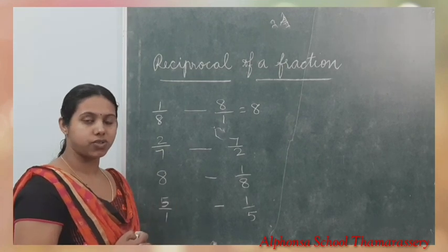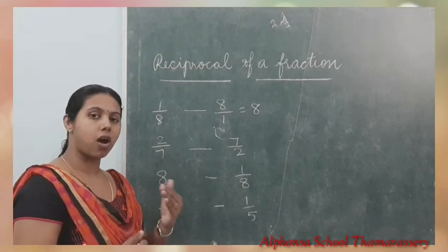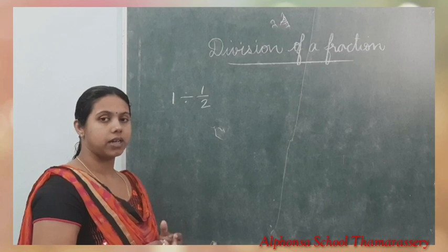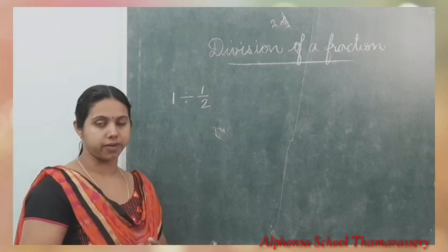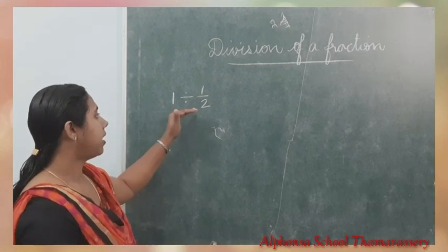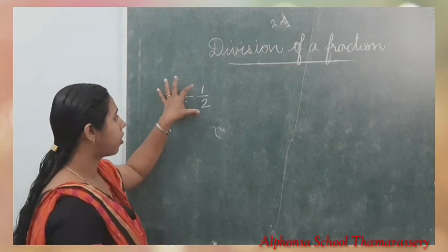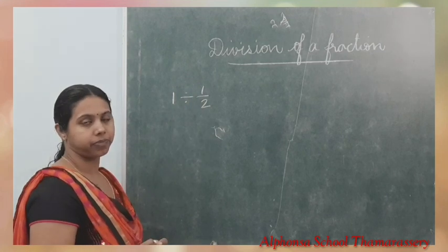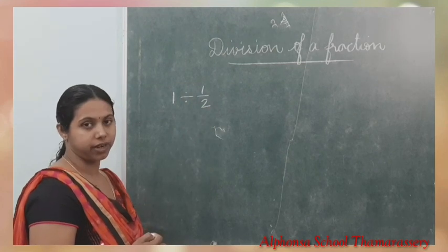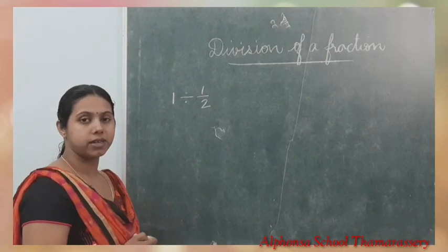Now, we can discuss about the division of a fraction. Division of a whole number by fraction, a fraction by another fraction, that all we can discuss now. The division of a whole number by a fraction. For example, 1 divided by 1 by 2. To divide this 1 by 1 by 2, first you have to write the reciprocal of right hand fraction. You have to take the reciprocal of right hand fraction. Then change the division to multiplication, the inverse of division process.